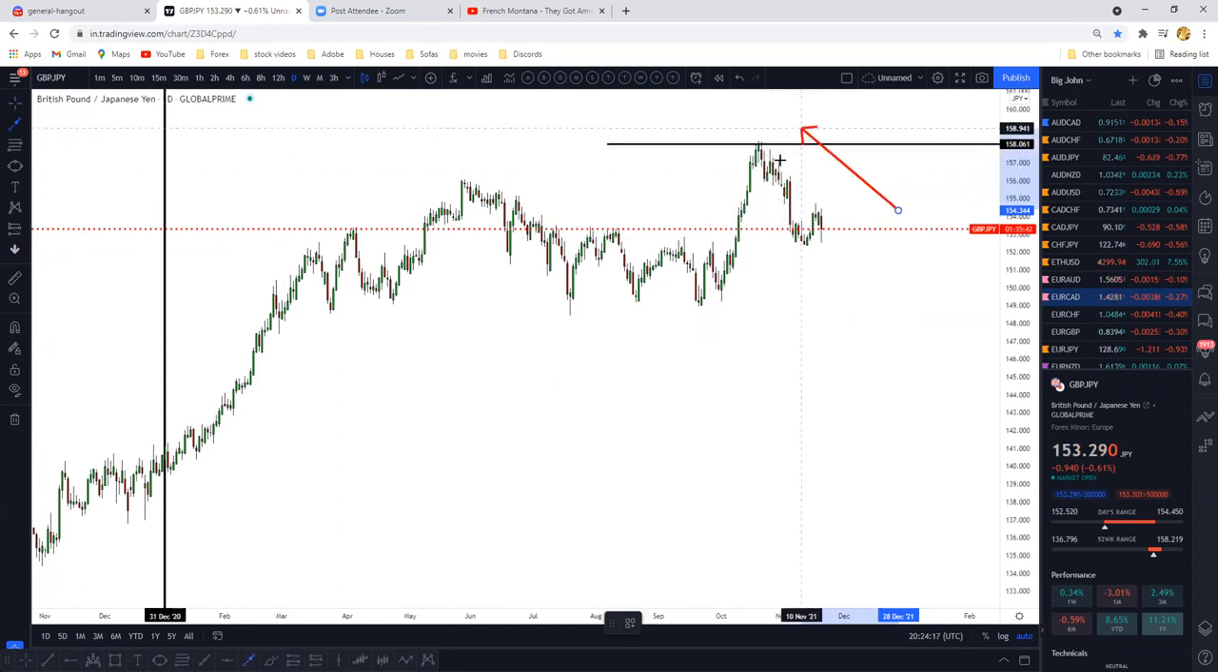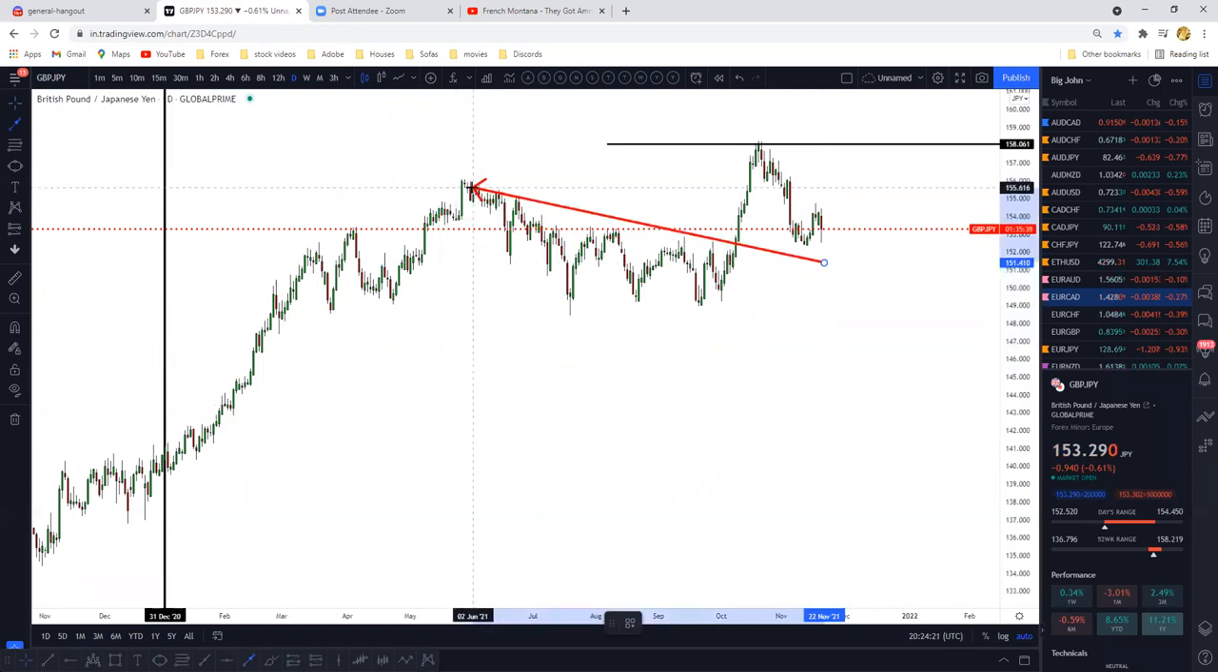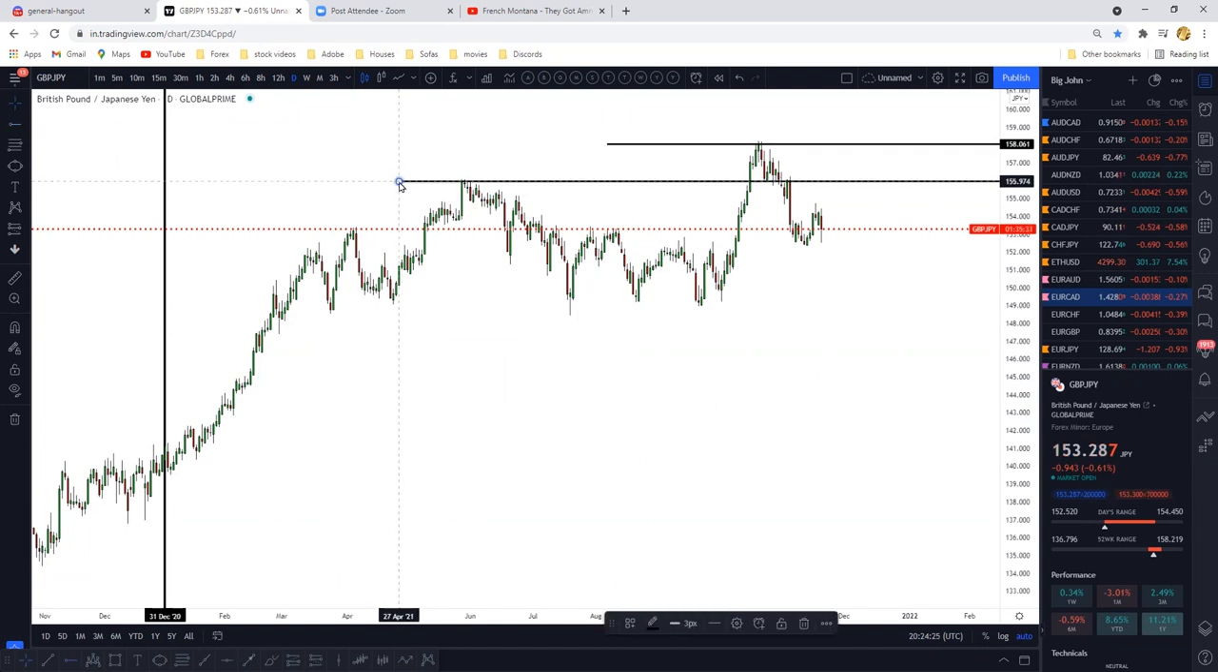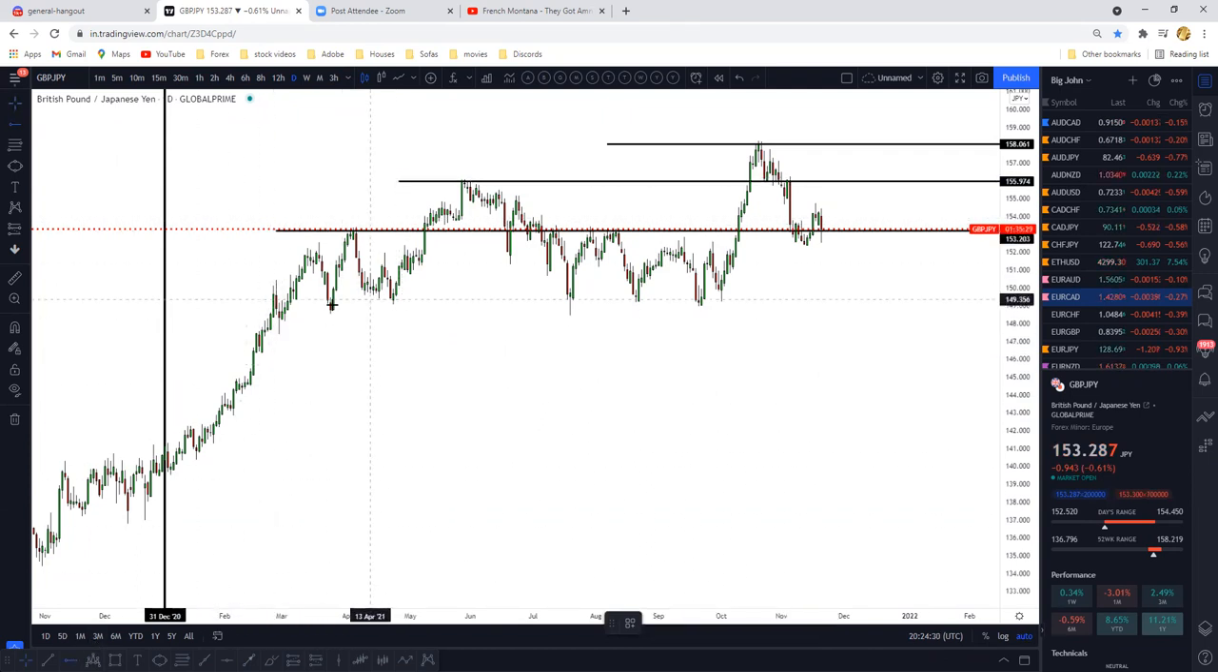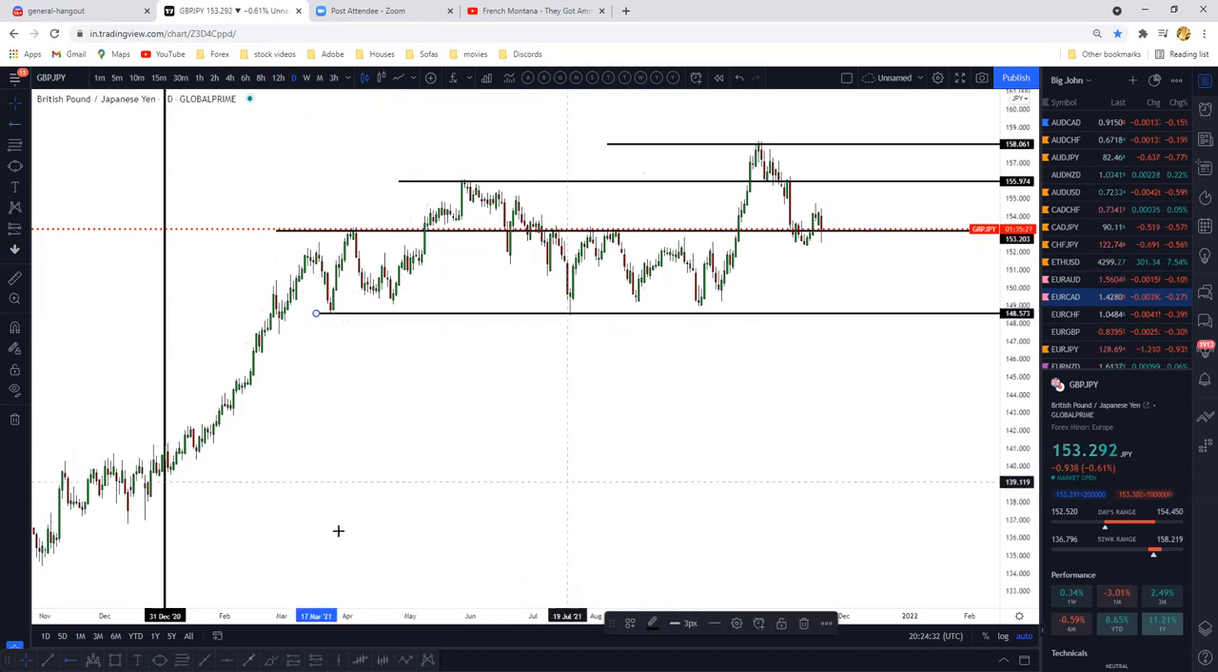Right over here, I can see there's a resistance. And if I'm looking for any other resistance levels, we can see there's one here, and so on. So I'm just going to draw myself some nice support and resistance levels, nice and quick. This is literally how easy you can make it for yourself. It doesn't have to be complicated when you're doing Forex.